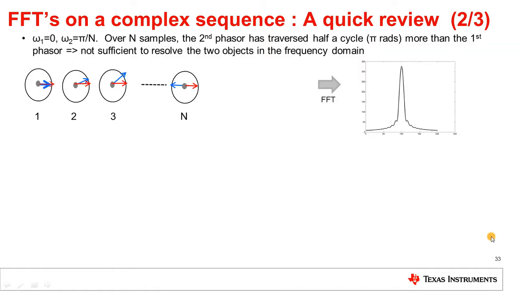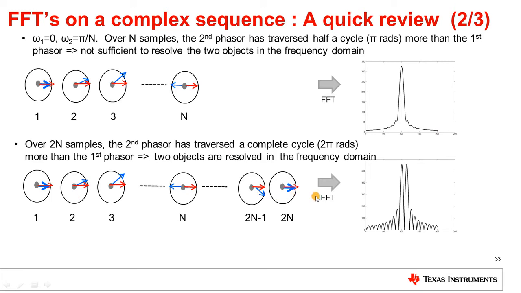How far apart do two frequencies, omega 1 and omega 2, have to be for them to show up as separate peaks in the Fourier transforms? So here you have two phasors rotating with slightly different frequencies of omega 1 and omega 2, such that over n samples, the second phasor has traversed half a cycle, or pi radians, more than the first phasor. So in this example, omega 1 is 0, omega 2 is pi by n. So over n samples, the cumulative angle of omega 2 with respect to omega 1 will be pi radians or half a cycle. And as you can see here, that is clearly not sufficient to resolve these two objects in the frequency domain.